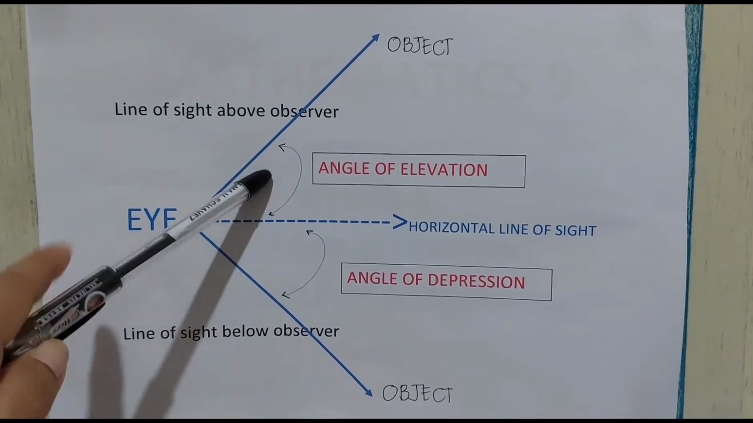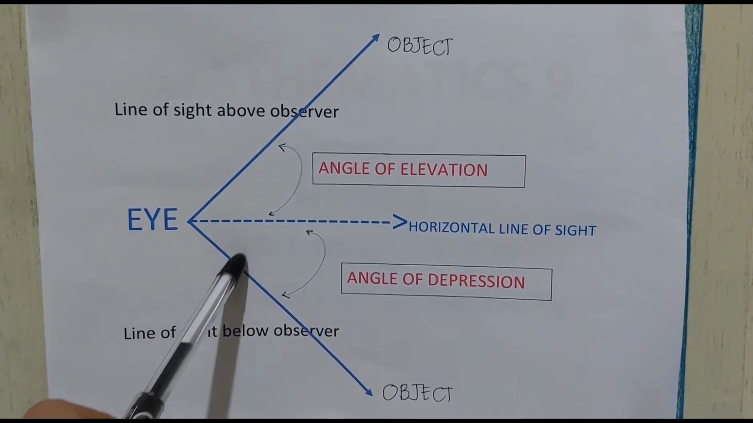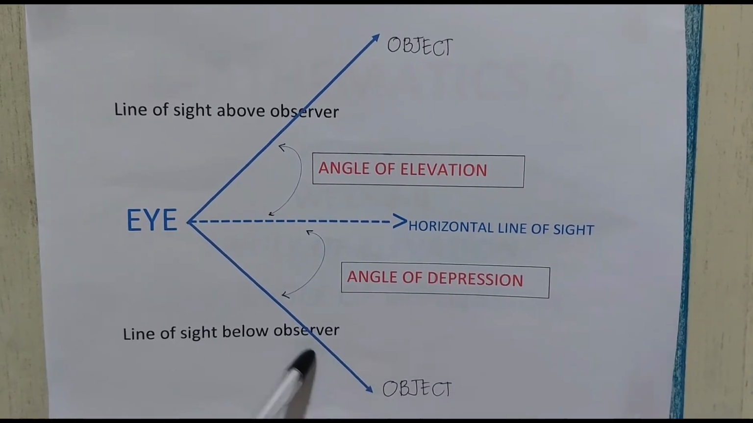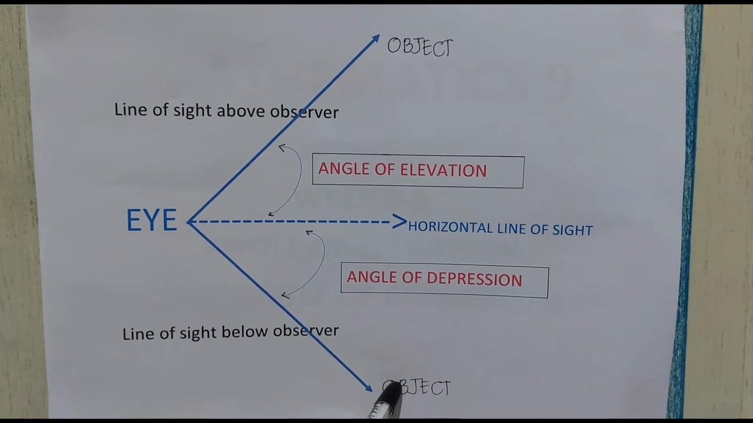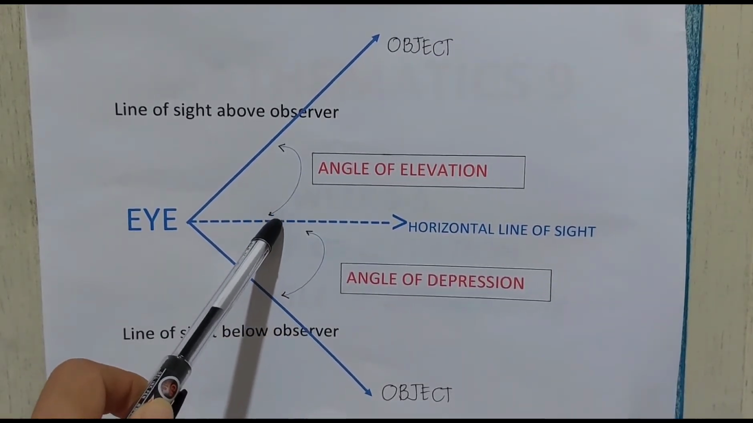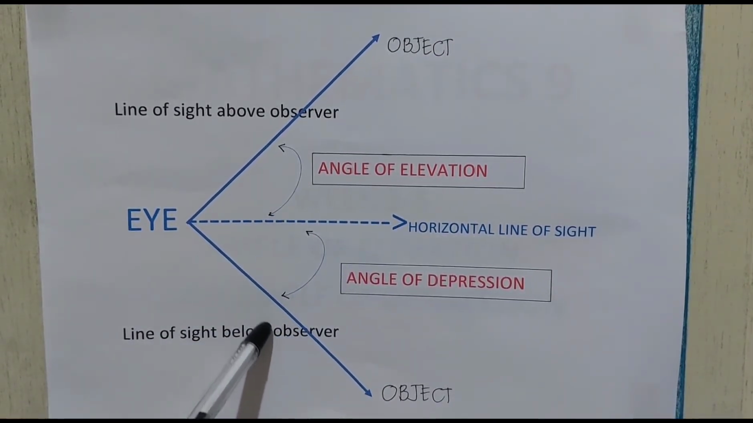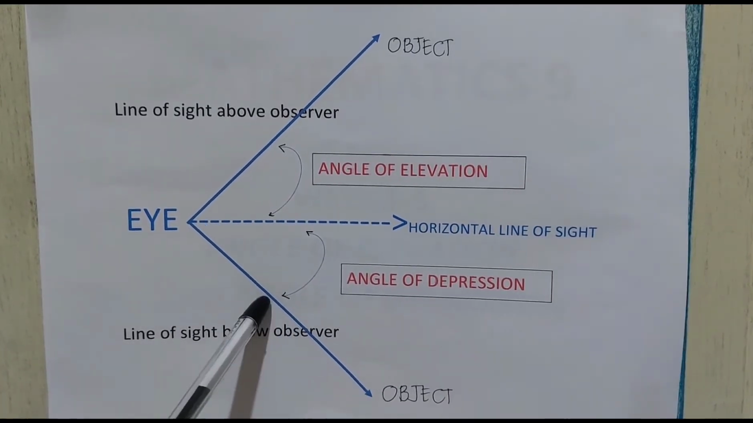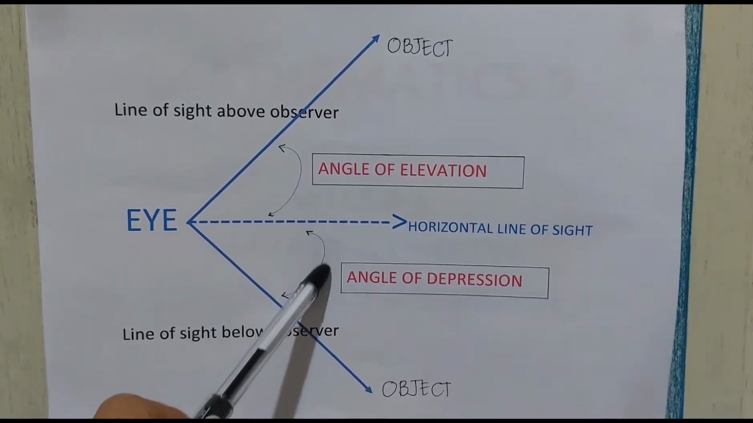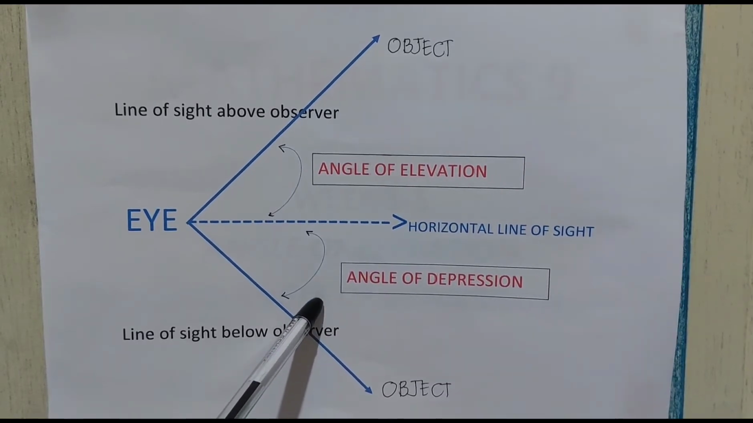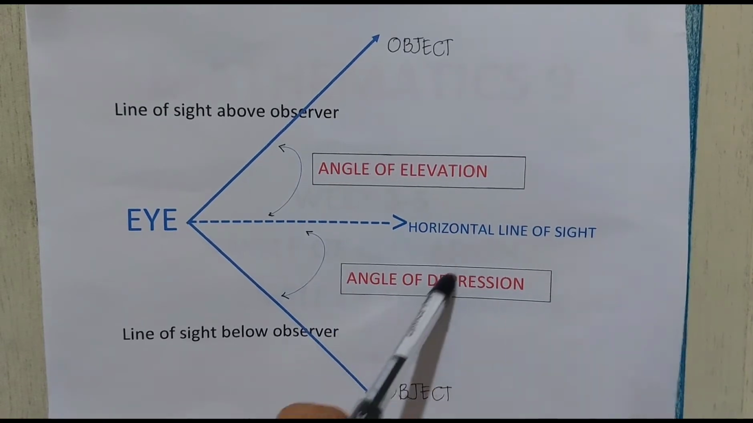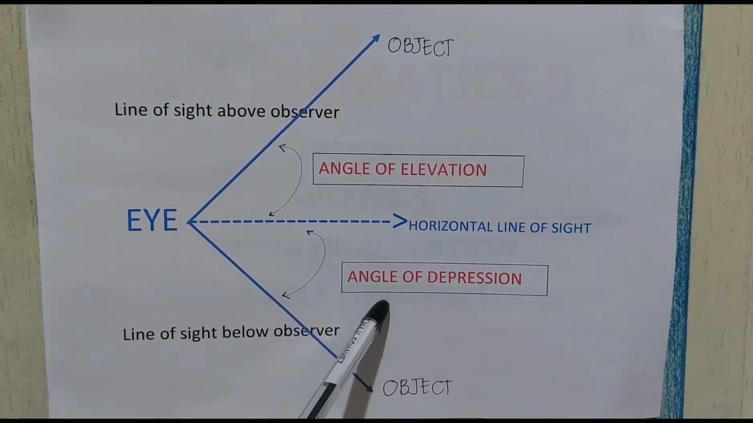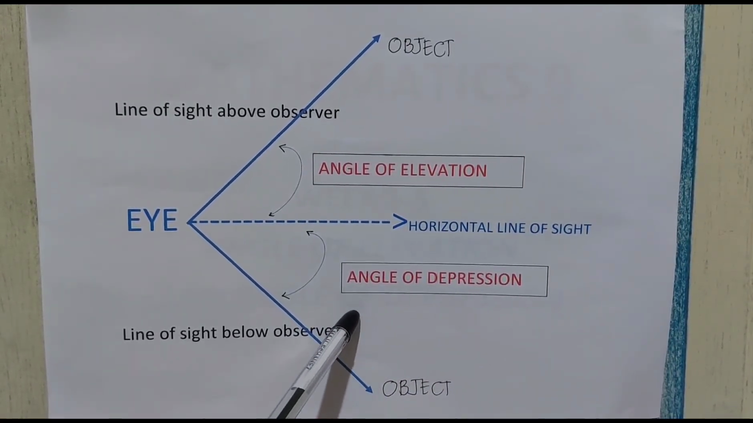I hope that is clear. And when you look down, this line here is the line of sight below the observer, so your object is below. The angle between the horizontal line and this line of sight below the observer, this area here, is what we call the angle of depression. So, if you look down, the angle formed from the horizontal line of sight is what we call the angle of depression.